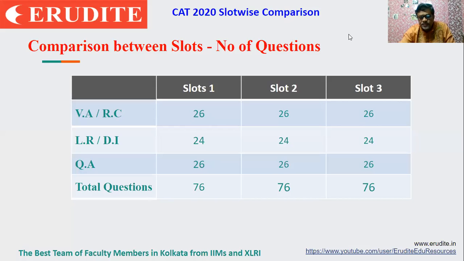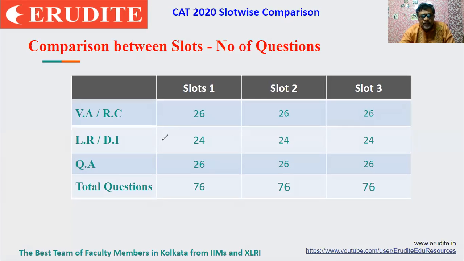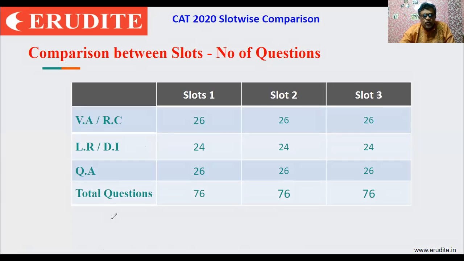Good evening, students. This is the slot-wise comparison and discussion for the CAT 2020 exam. The first part covers VARC, LRDI, and QA. If you check, the number of questions in all three sections across the three slots remains the same: 26, 24, and 26.